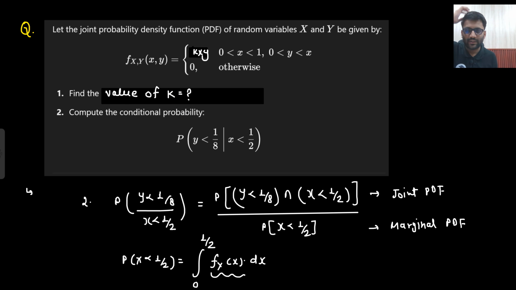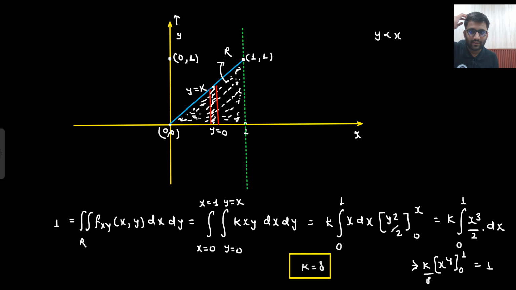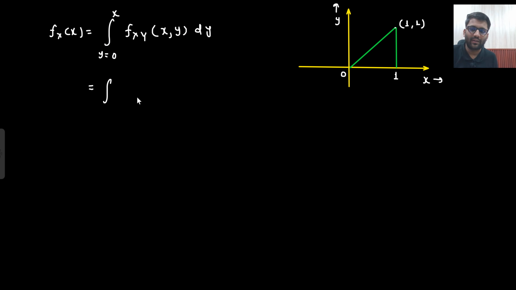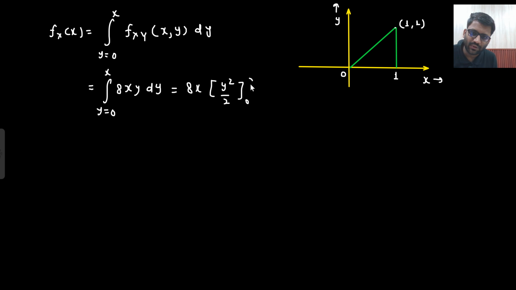So what is your f(x,y)? That is 8xy, right? The value of k came out to be 8. So 8xy dy, with limit of y from 0 to x. So 8x y square by 2, from 0 to x. So 4x cube you are getting. So this is your f_X(x), 4x cube, right?